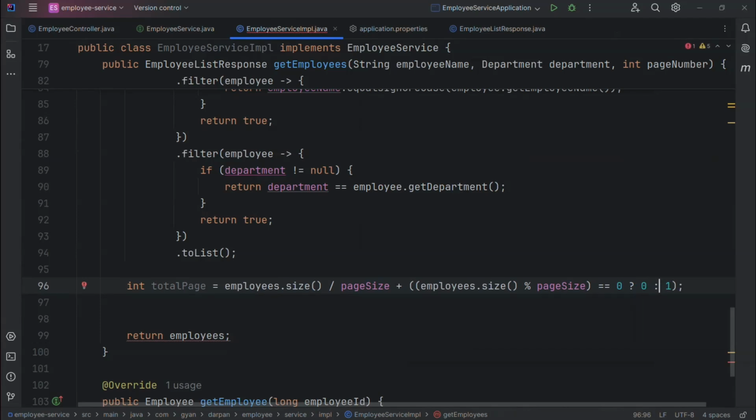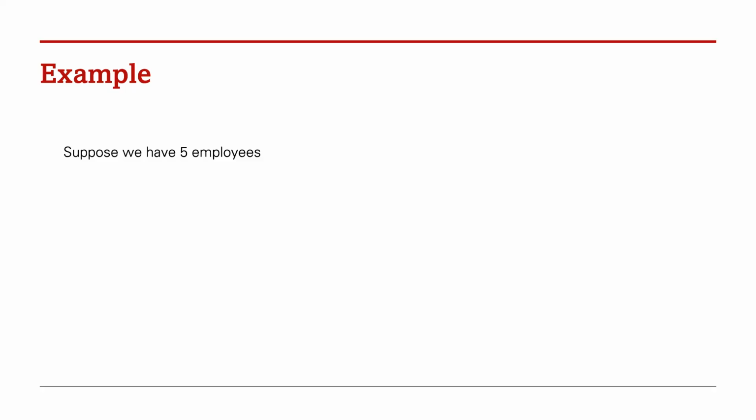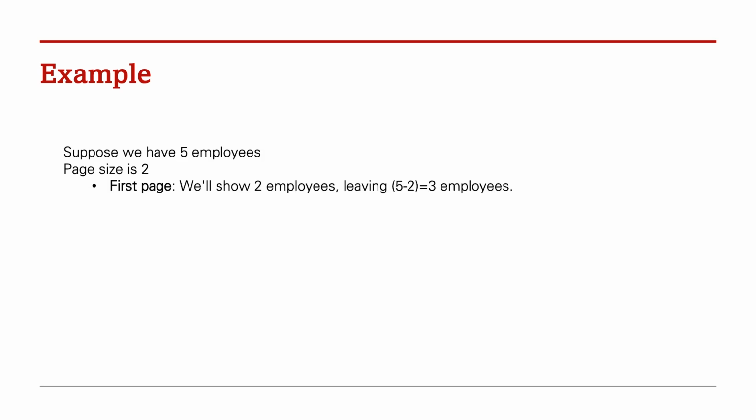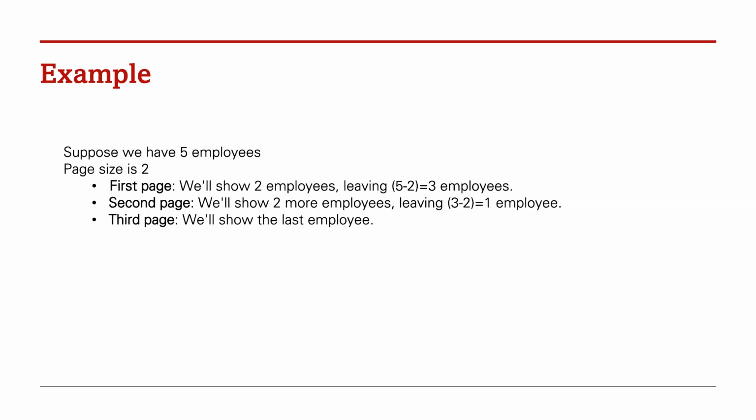We just calculated the total number of pages. Let's understand this with a simple example. Suppose we have 5 employees and our page size is 2. On the first page, we'll show 2 employees, leaving 3 employees. On the second page, we'll show 2 more employees, leaving 1 employee. On the third page, we'll show the last employee. So, we end up with 3 pages in total when our page size is 2.